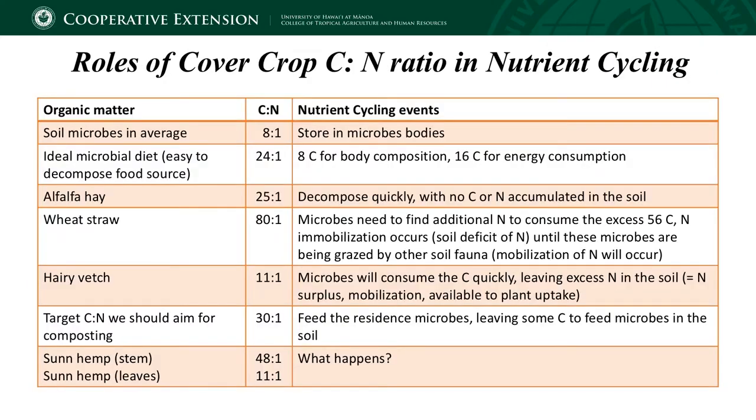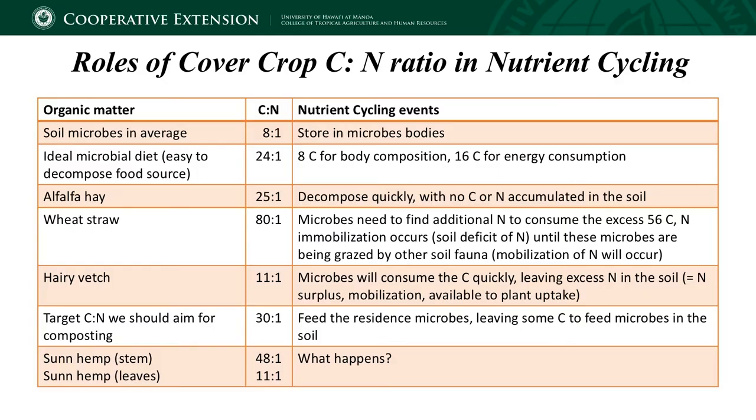So now that we know different cover crops have different properties, how do we decide which cover crop is best for nutrient cycling? One way to decide this is looking at their carbon to nitrogen ratio. One piece of information you need to know is that soil microbes on average have a C to N ratio of 8 to 1, so this carbon is stored in the microbe bodies. An ideal microbial diet, an easy-to-decompose food source, is a 24 to 1 C:N ratio: 8 carbon to store in the microbial body, and 16 carbon for their energy consumption.